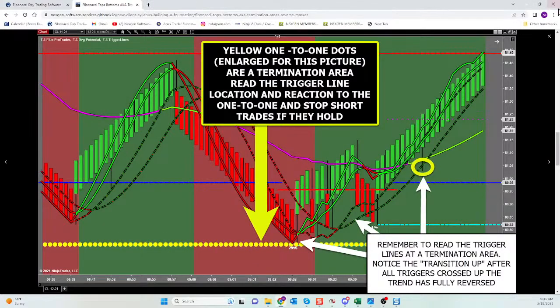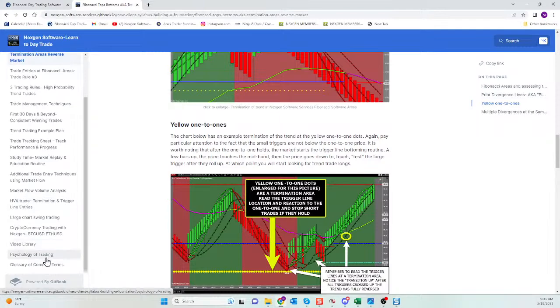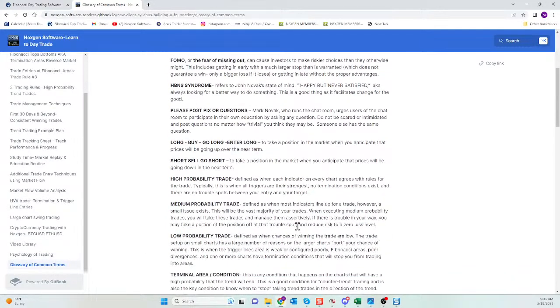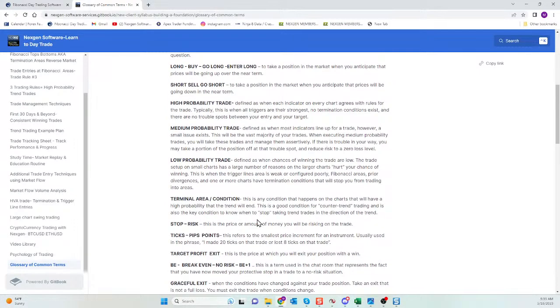What's a medium probability trade? Because most of you are adrenaline junkies and you don't want to sit still, right? So what's a medium probability trade? It's defined as when most of your indicators line up for a trade. However, a small issue exists. Notice that it says issue, a small issue. It doesn't say several issues. Lots of stuff could go wrong. Take the trade anyway. Guys, a small issue exists. And this is going to be the vast majority of your trades, guys.